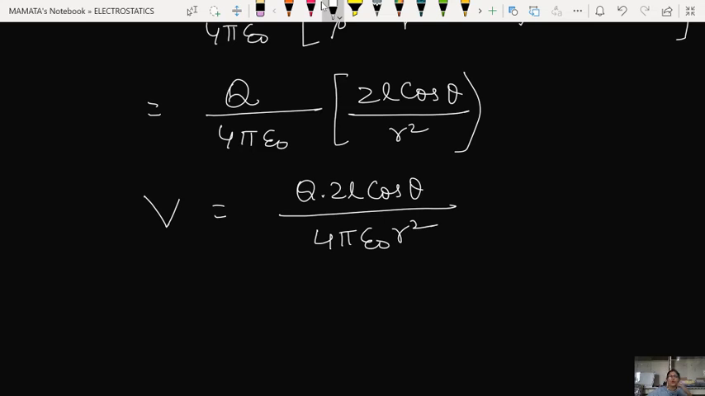What is q into 2l? It is the magnitude of the dipole moment, which is denoted by small p. So V equals p cos theta upon 4 pi epsilon naught r square.